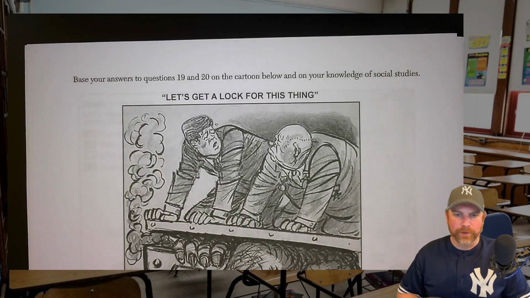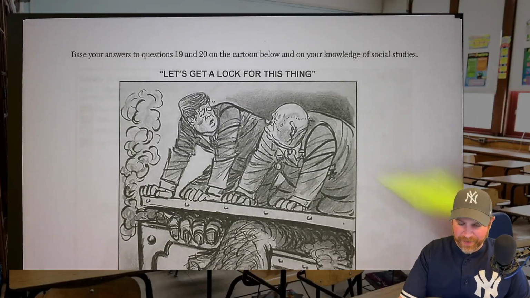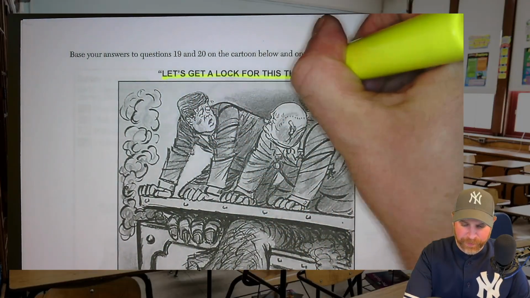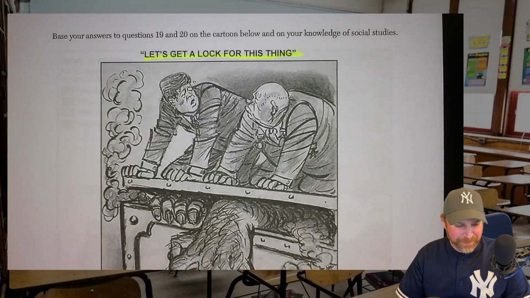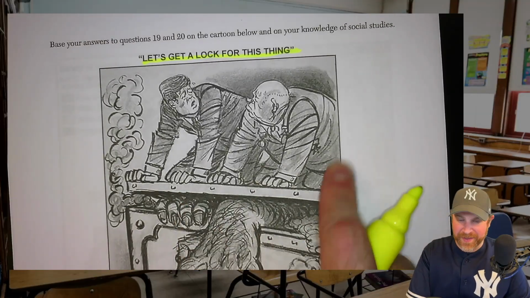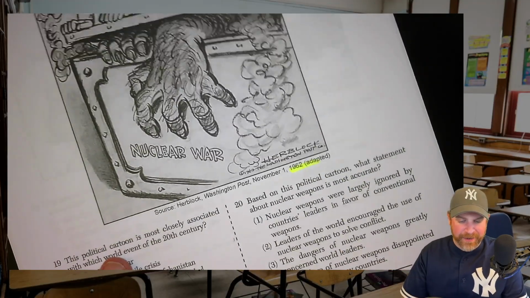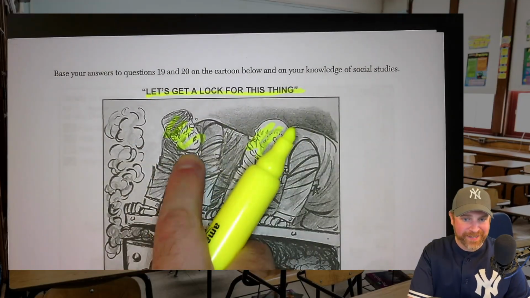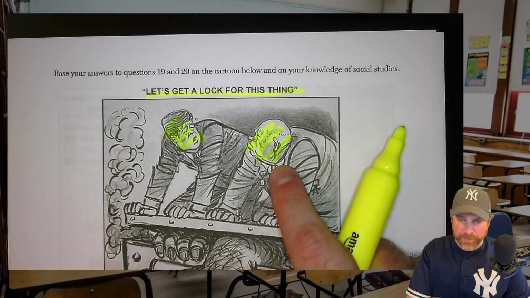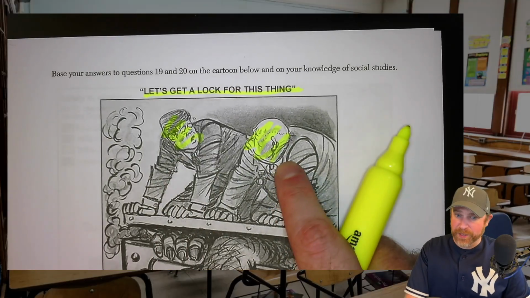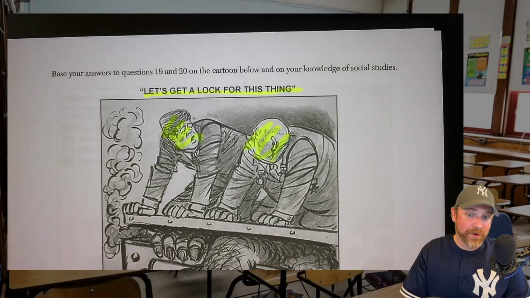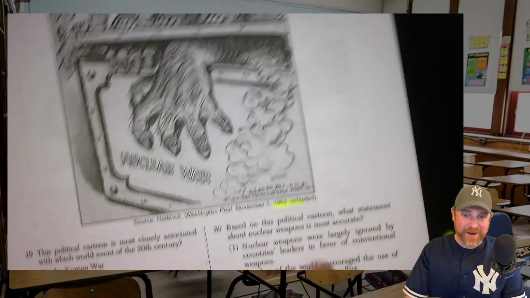Let's keep going. All right, so we get a little break from the reading here with questions 19 and 20. We've got a political cartoon saying, let's get a lock for this thing. So let's put this thing back in the box. This is a tough one, right? Because you kind of have to know these faces a little bit too. And I see this face here, and I see this face here, and I'm seeing 1962, and I know that this is going to be President Kennedy of the United States, and I know this is going to be Nikita Khrushchev, who was the leader of the Soviet Union at the time. Again, I know that because I can kind of see their likeness, and I see the time period.